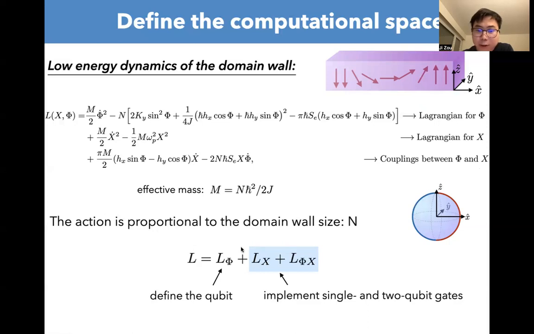So here we will first define this domain wall qubit using this first part, and later on we will implement the two qubit gates and also single qubit rotations using this spatial degree of freedom X and this coupling.